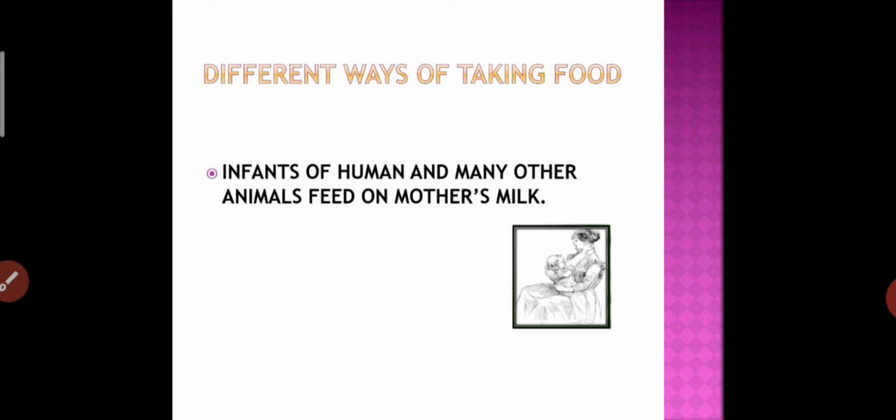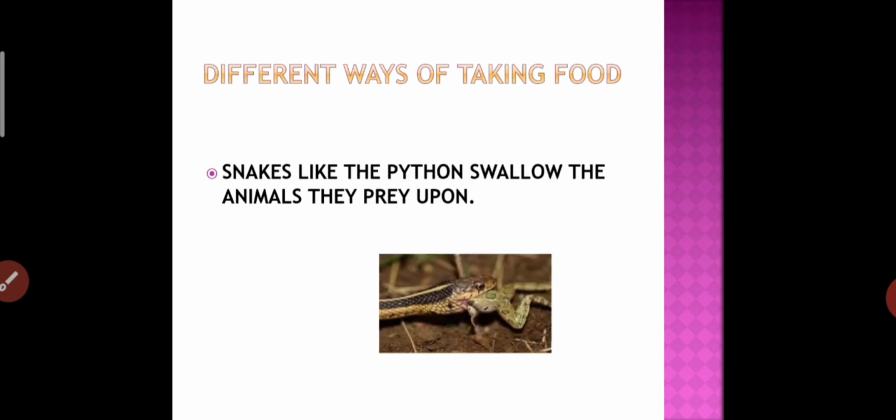And what about infants? That is small babies. Infants and many other small animals, that is baby animals, feed on mother's milk. And snakes, like the python, swallow the animals they prey upon. They don't chew it, they just swallow the food.